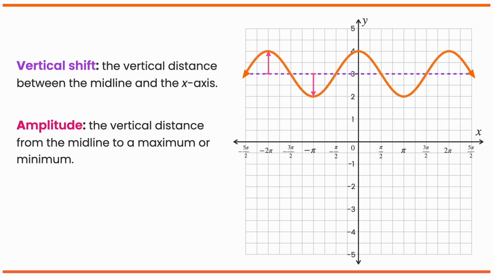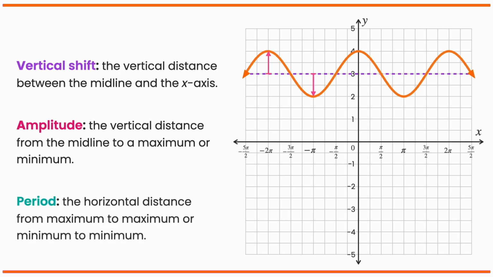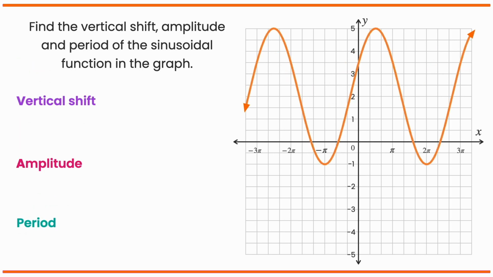A third property we'll look at is the period. This is the horizontal distance from peak to peak or from trough to trough. In this case, 2 pi. In other words, it measures how long it takes the function to repeat a full cycle. Let's learn more through some examples.